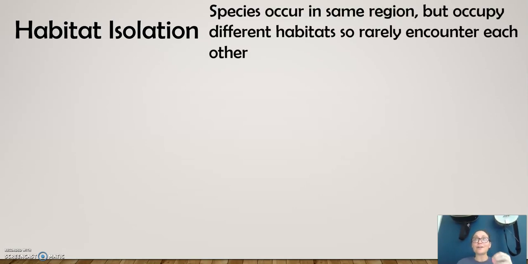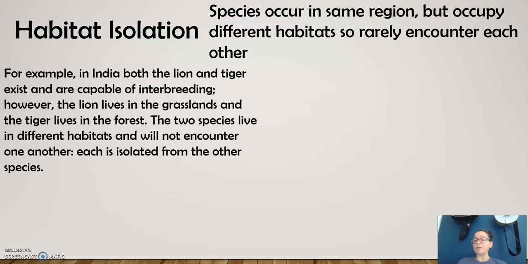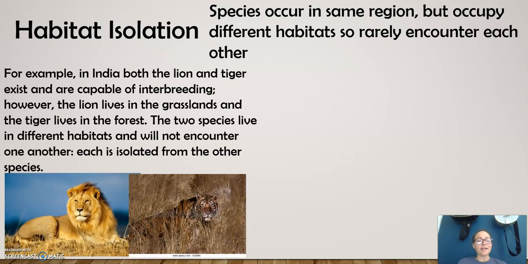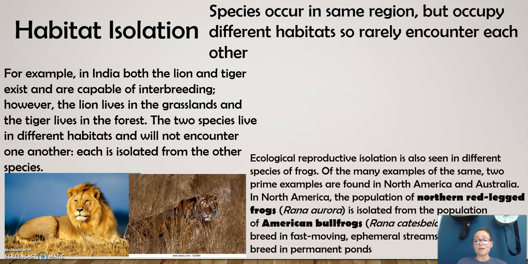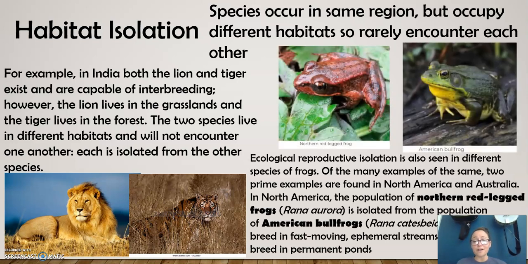Then you have habitat isolation. They may occur in the same region, but they occupy different habitats, so they rarely come in contact. Like the lion and the tiger live on the same continent, but they live in different habitats. So while they could produce offspring together possibly, as we'll see later with ligers, they may not actually do that in the wild.